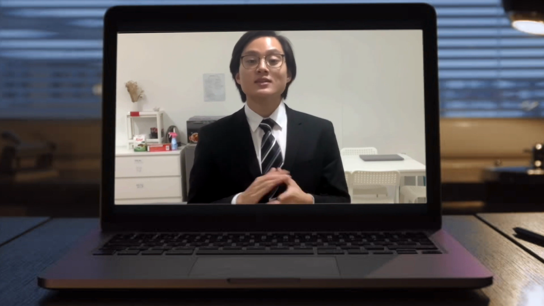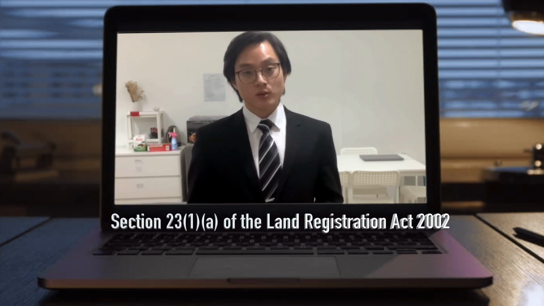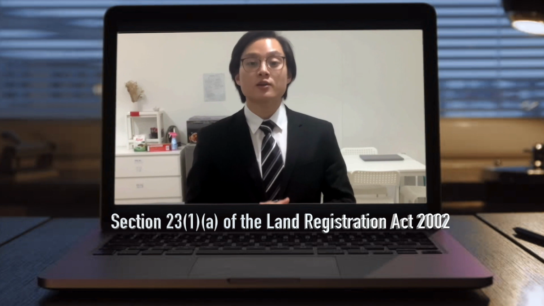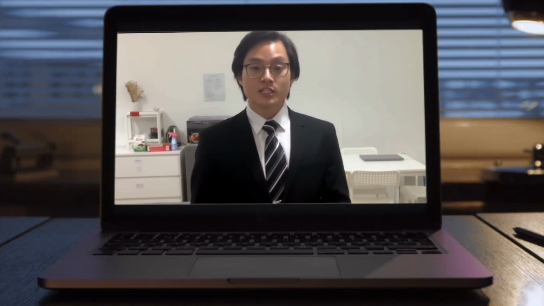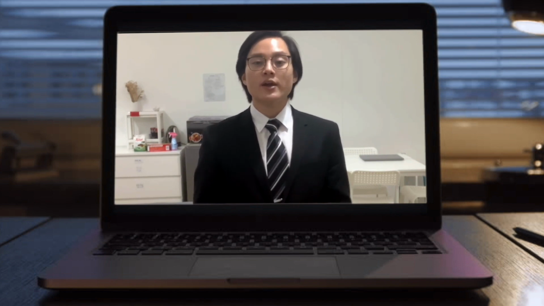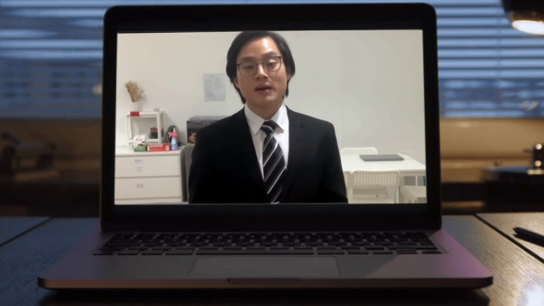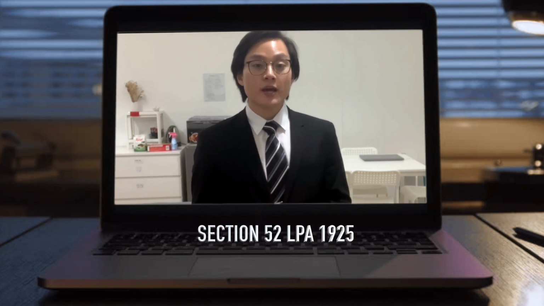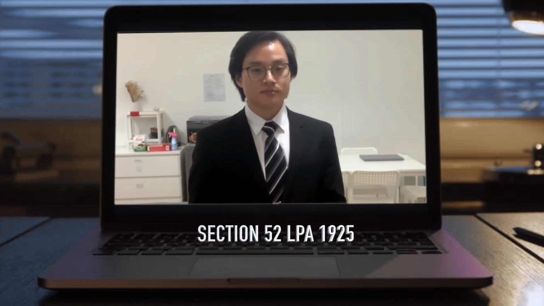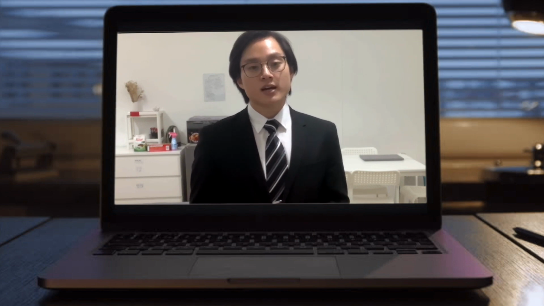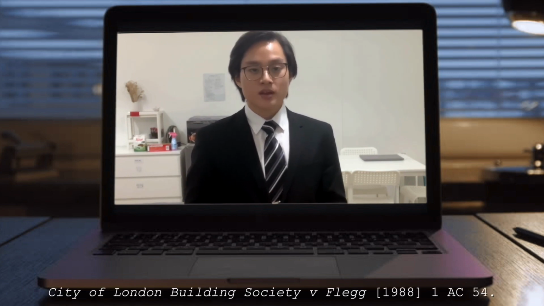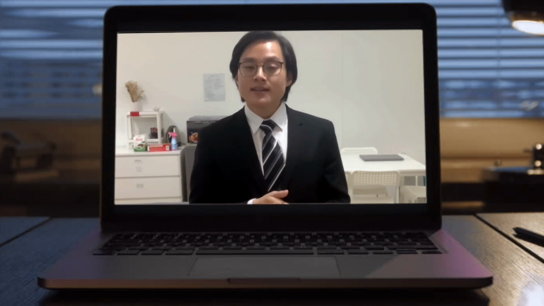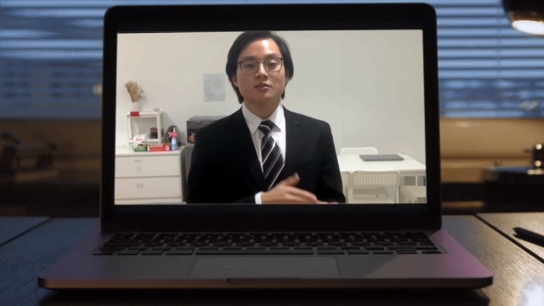In regards to legal mortgages, under Section 23(1)(a) of the Land Registration Act 2002, the only way that a mortgage of registered land can be created is by a registered charge. Charges by way of a legal mortgage must be created by deed to satisfy Section 52 of the LPA 1925. The legal mortgage is regarded as a conveyance of land and will trigger the overreaching provisions as seen in the case of City of London v Flegg. They must also state that it is intended to take effect as a charge by a legal mortgage.